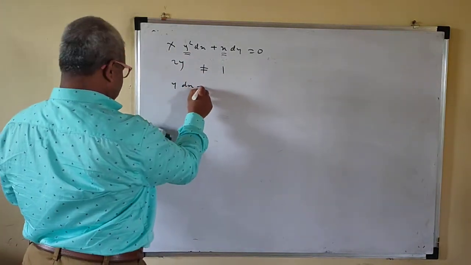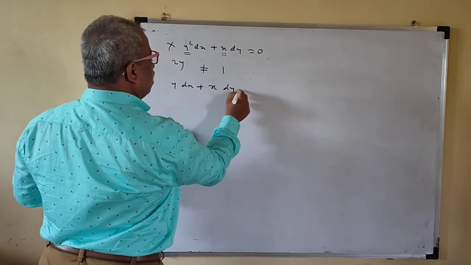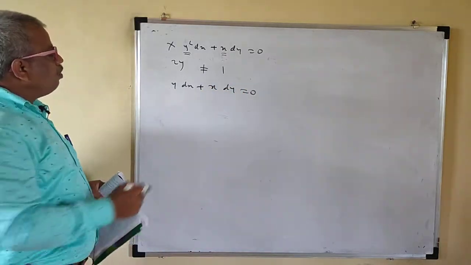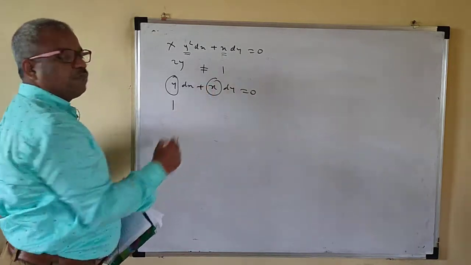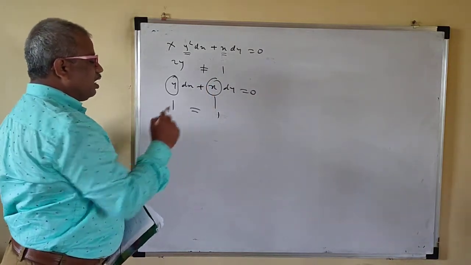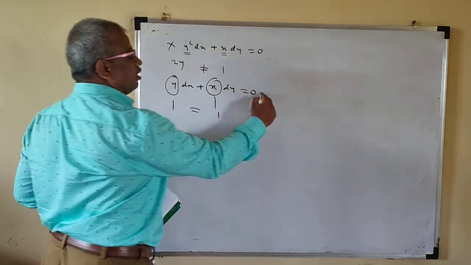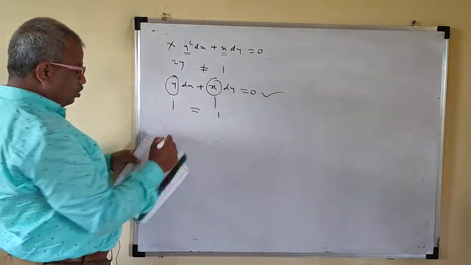So y dx plus x dy is equal to 0. We have to differentiate this with respect to y. Derivative is 1. We have to differentiate this with respect to x. Derivative is 1. They are equal? Yes. So this is exact. This is exact. Okay.